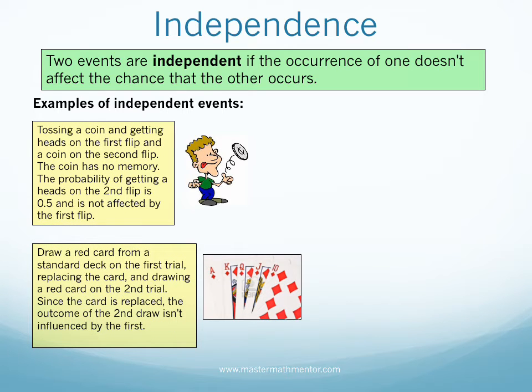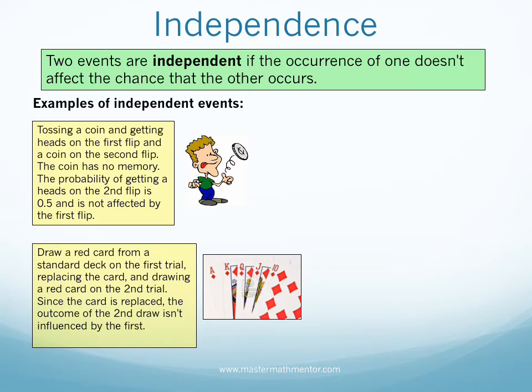Two events are independent if the occurrence of one event doesn't affect the chance that the other event occurs. Some examples of independent events are tossing a coin and getting a heads on the first trial and heads on the second trial. Since the coin has no memory, the results of the second flip have nothing to do with what happened on the first flip. So even if a fair coin was flipped 10 times and we started with 9 straight heads, the chances of a heads on the 10th flip is still 50%.